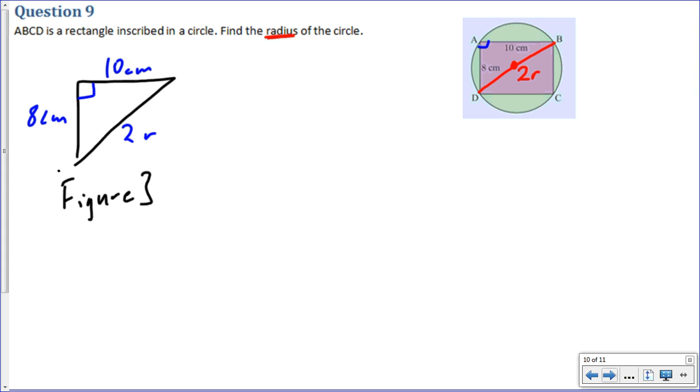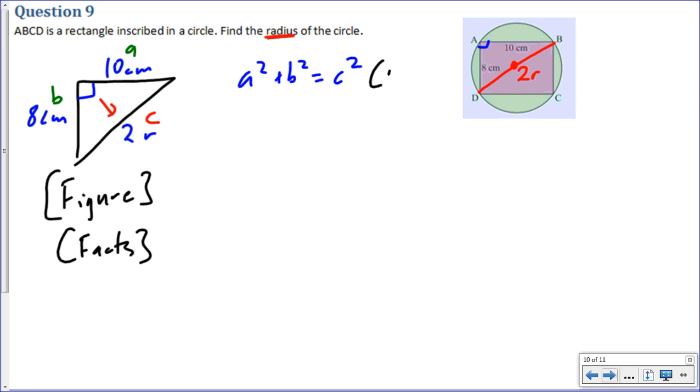redrawn. On my figure, I just need to add a little bit of information because I need to work out what my A, B, and C are. So that's going to be C, that's going to be A, that's going to be B. Again, it doesn't matter which way you do A and B, just as long as they're next to the right angle. So A squared plus B squared equals C squared. So now I've got my figure. On my figure, I've got my facts. And up here now, I've got my formula. Substitute in. So A is going to be 10 squared plus B is going to be 8 squared equals 2R. Need to make sure I square the whole lot.